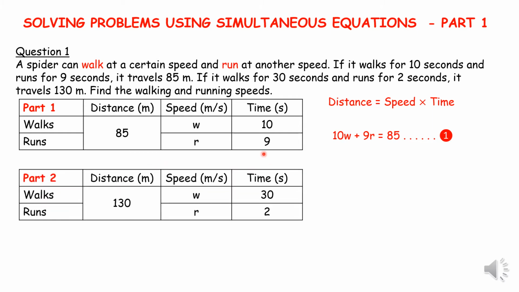So I'm going to have a second part where I do exactly the same. Multiply 30 times W plus 2 times R gives you 130 meters. So these are the two equations that we are going to solve simultaneously. I would suggest that you pause a bit and have a look and see how I got to these. On the next slide, I'm going to then solve these two equations simultaneously. That means at the same time.